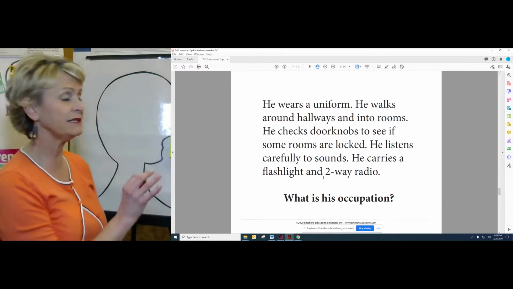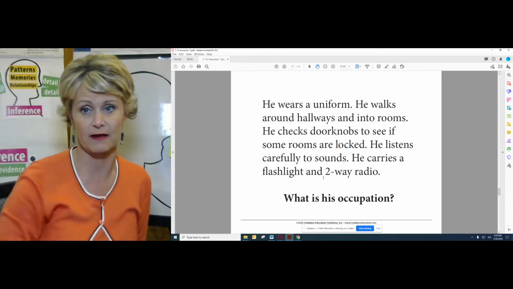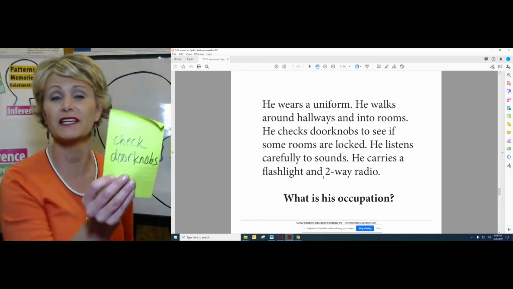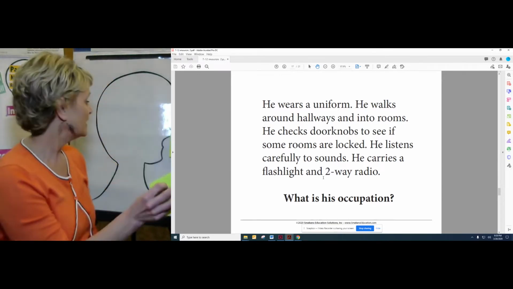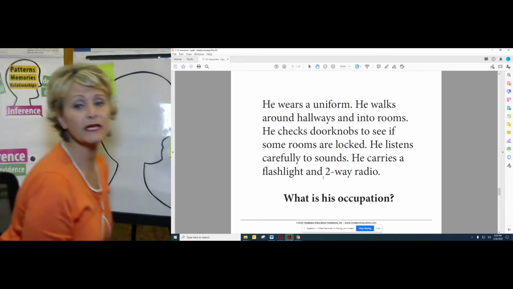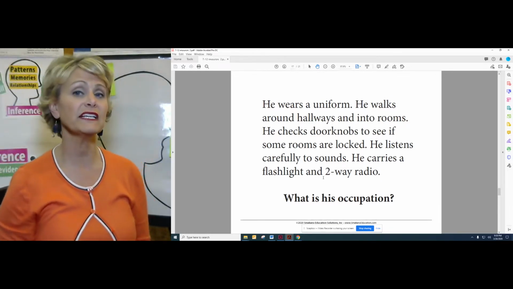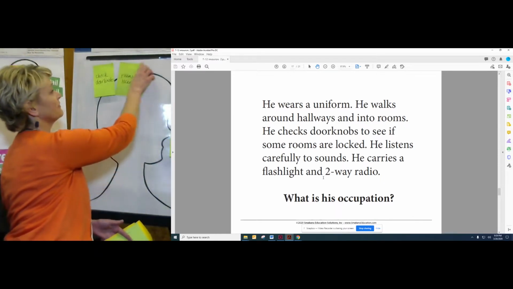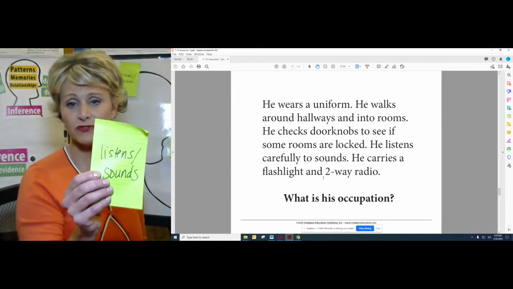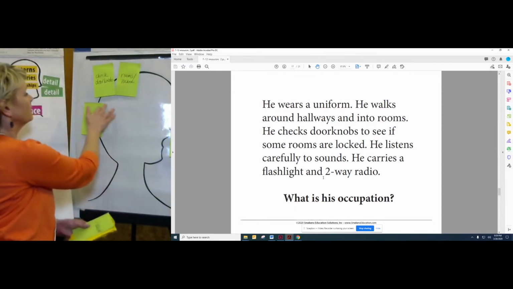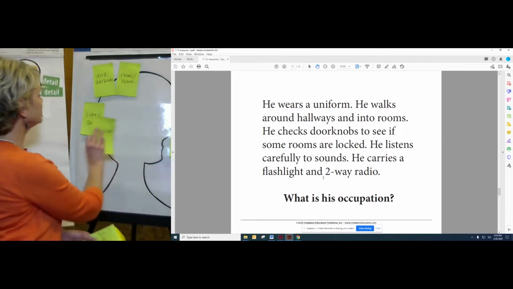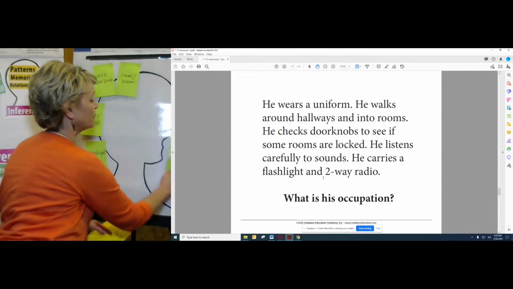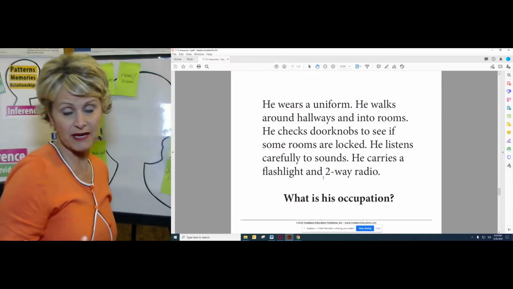I'm writing them in green because my reading voice is noticing them. He checks doorknobs to see if some rooms are locked. All right, so he's checking doorknobs. He's turning them, twisting them, seeing if they open and if they should or shouldn't. He listens carefully to sounds. So this idea of, oh, that room's locked. Checks doorknobs, sees if rooms are locked. He's listening to sounds, and he carries both a flashlight and a two-way radio. Okay, it's a short passage, but my job now is to infer what his occupation is, what his job is.